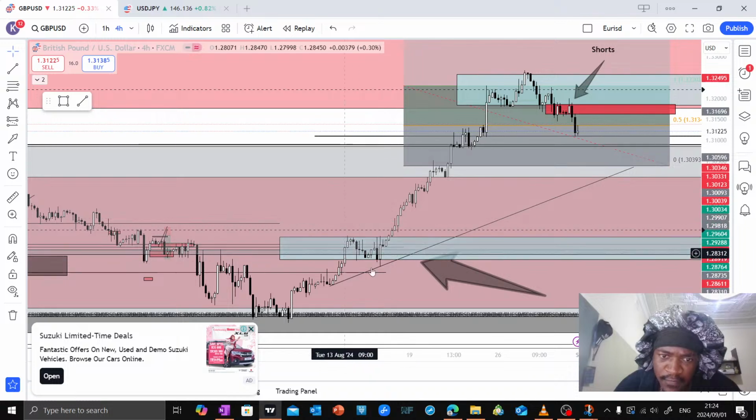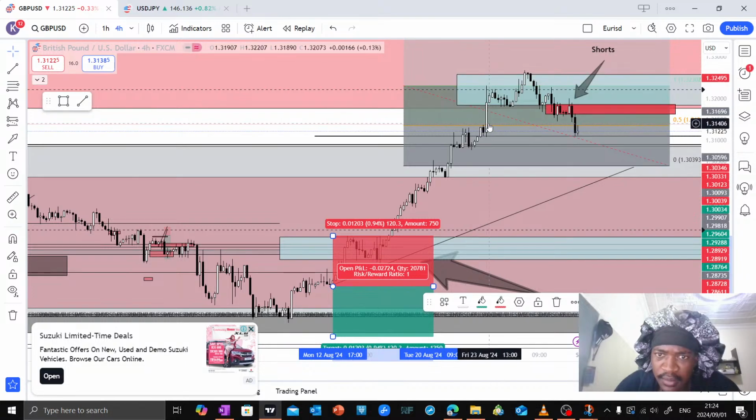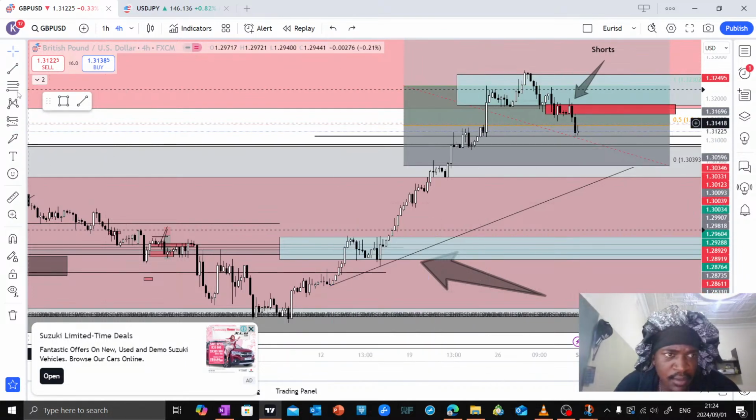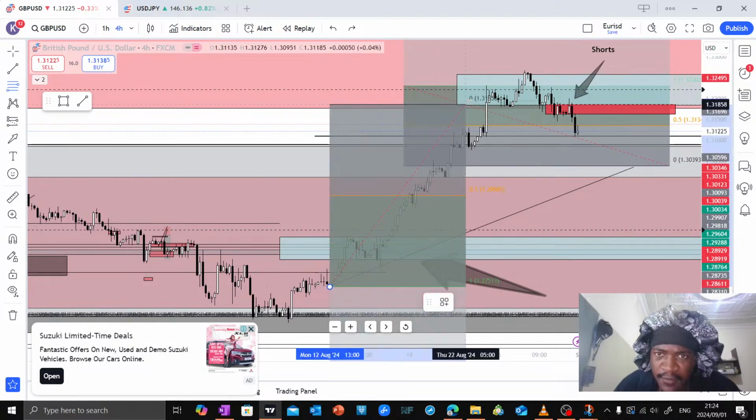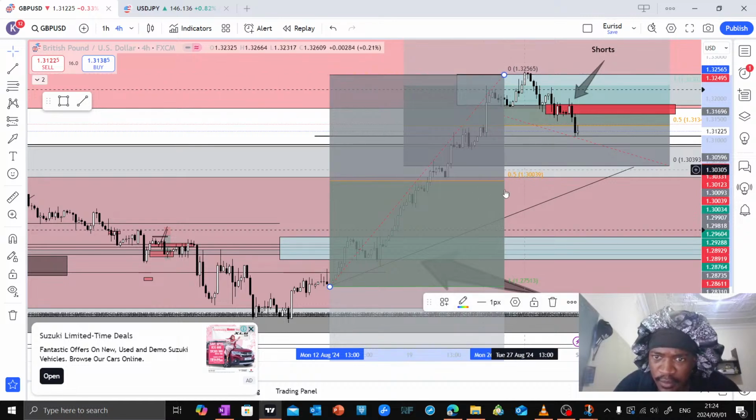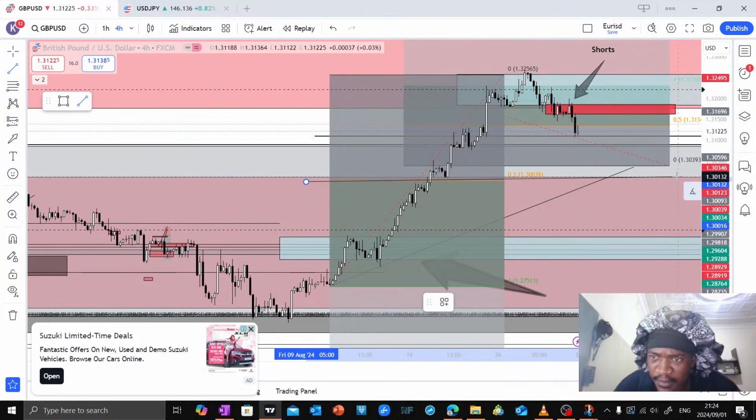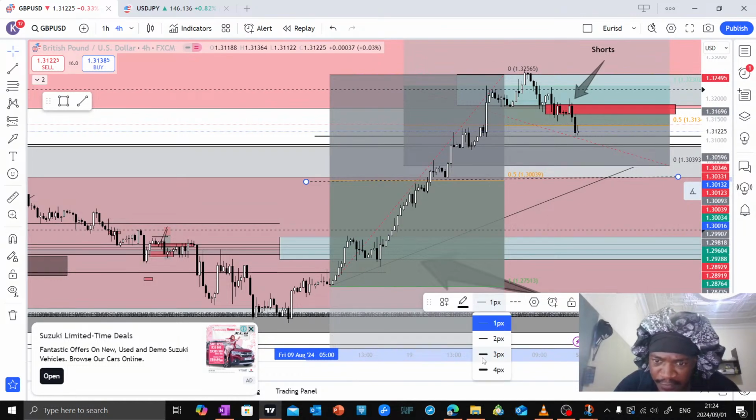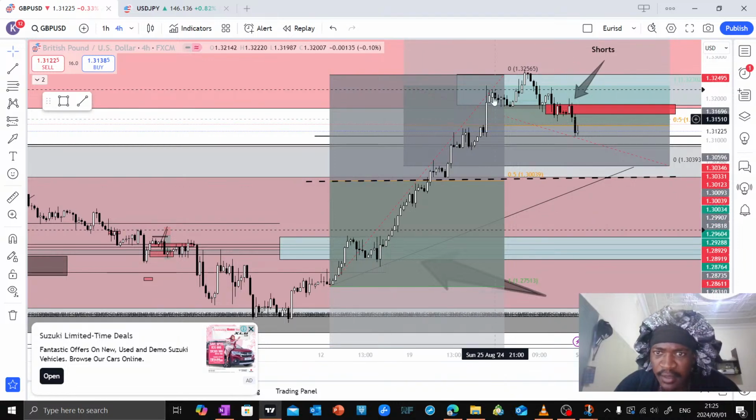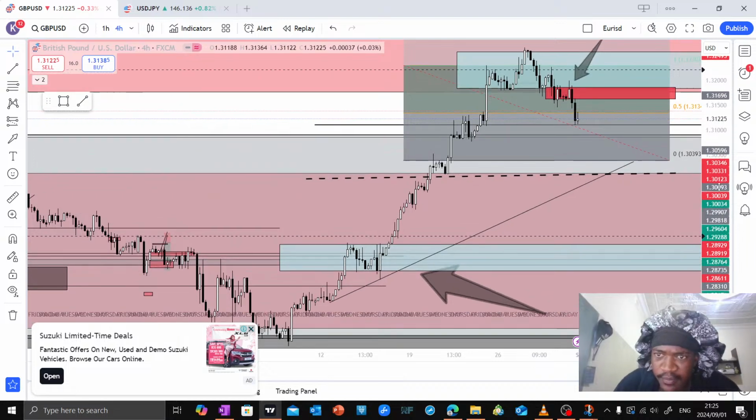And also we want a 50% retracement from here to there. So right about in this region here. This is where the retracement could happen. I know that my retracements are always dashed lines. That's my 50% level. Right there. So this is where we might expect a reversal.